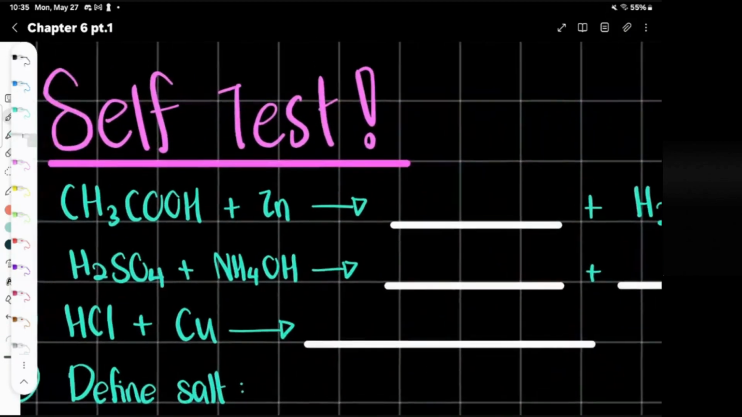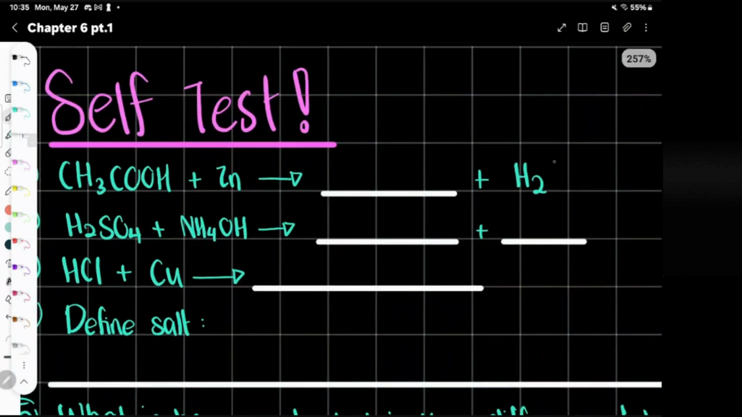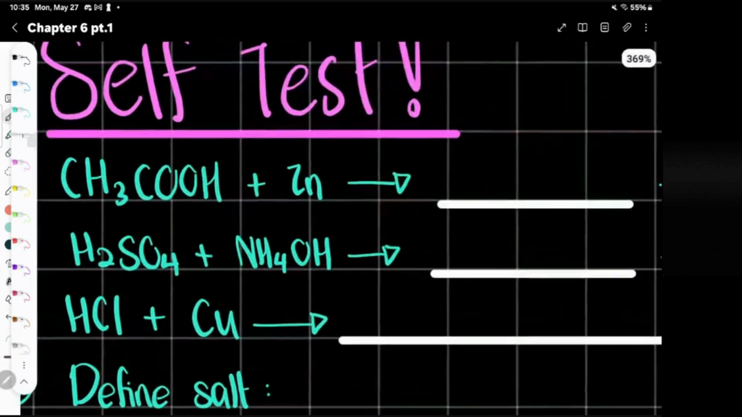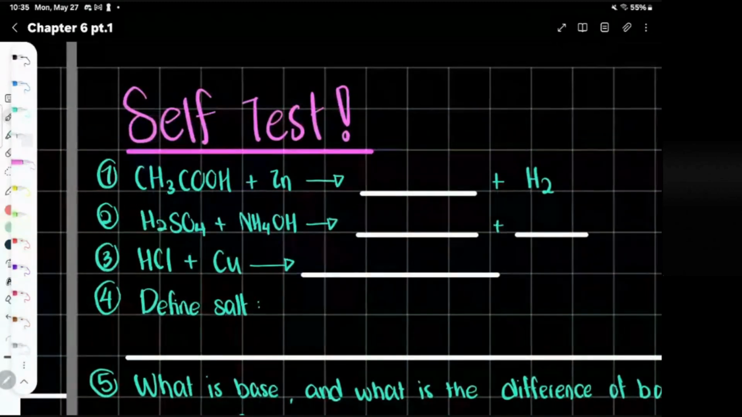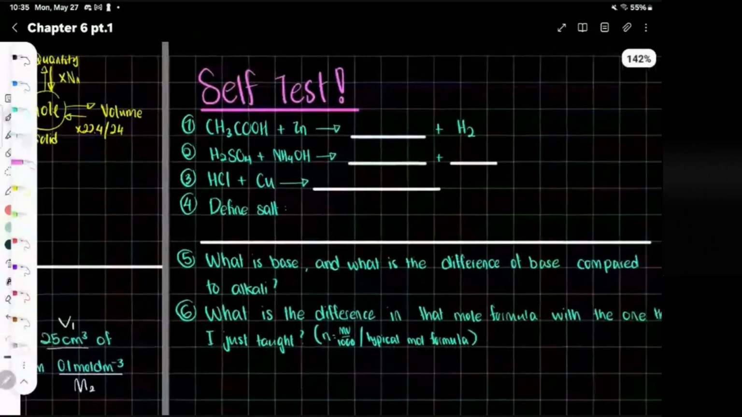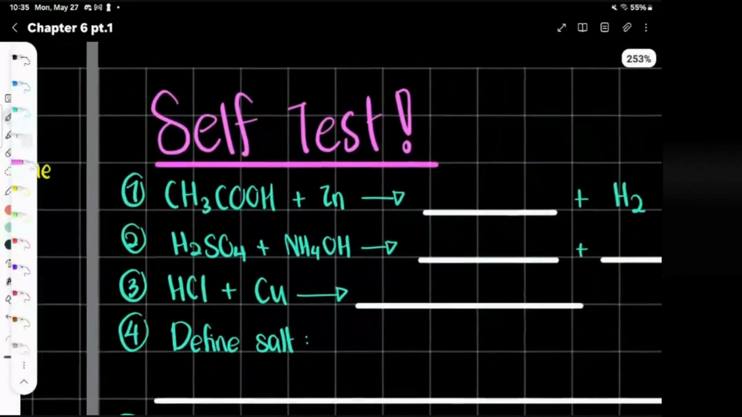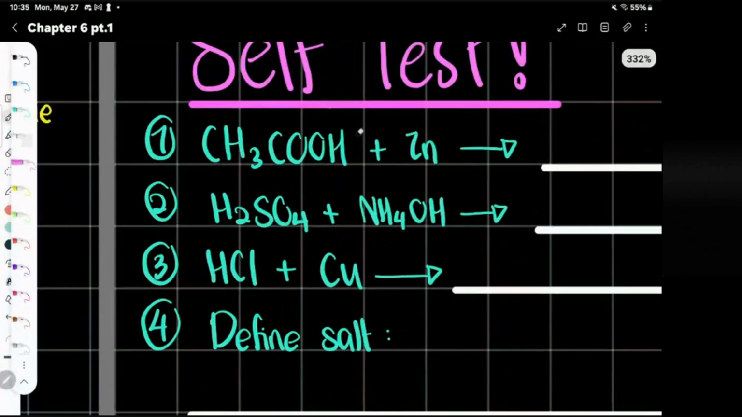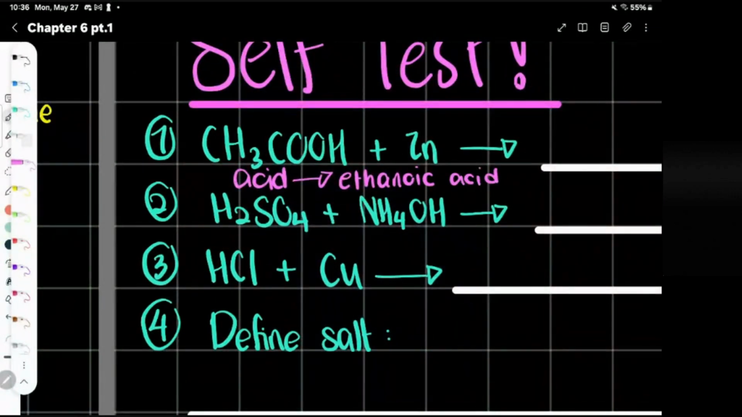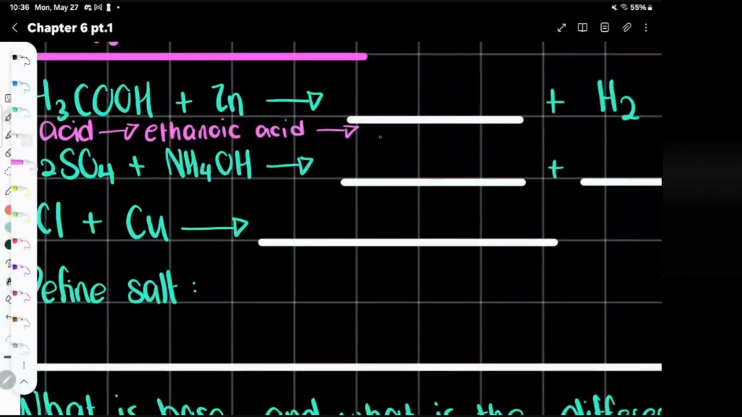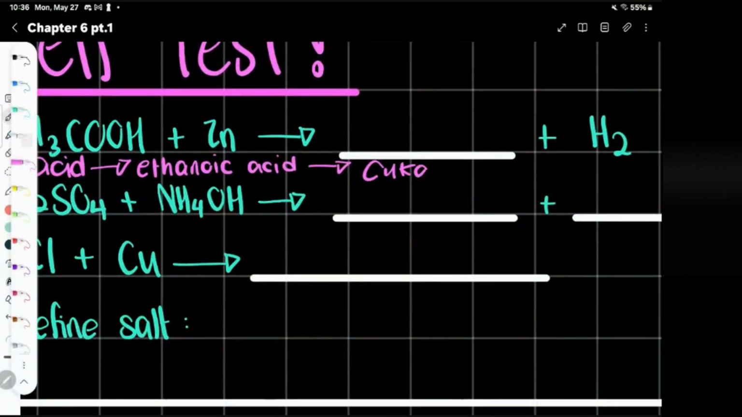CH3COOH plus Zn equal to H2. First of all, what is this formula for? Just in case you guys don't know, what is this? This is actually an acid. What is the acid called? This is called ethanoic acid. Ethanoic acid is also known as what? Cuka. Yes, it's known as cuka.